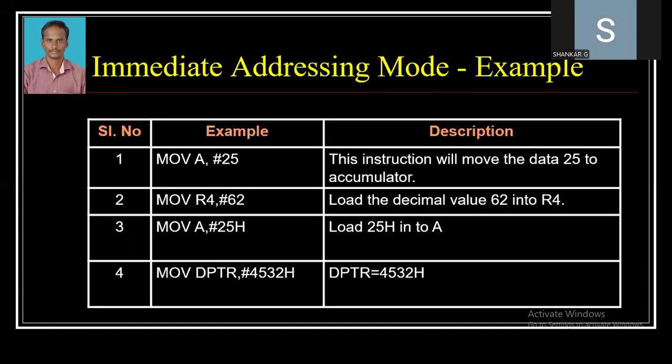The first example, MOV A, #25. In this case, the instruction will move the data 25 to the accumulator. The second example, MOV R4, #62, loads the decimal value 62 into register R4. And next, MOV A, #25H loads the hexadecimal value 25 into the accumulator. And next, MOV DPTR, #4532H, which means the data pointer takes the data 4532H.